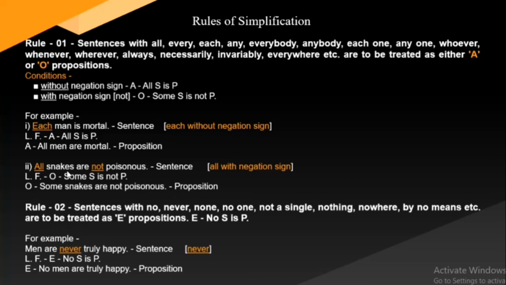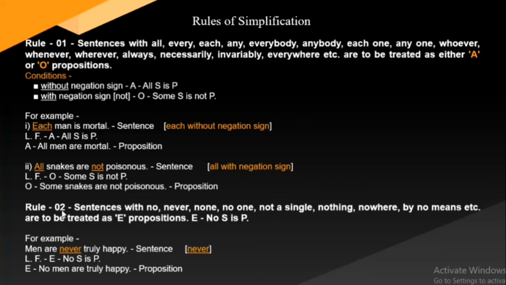All snakes are not poisonous is an ordinary English sentence. Some snakes are not poisonous is also an English sentence. However, this sentence is in the form of an O proposition, some S is not P. So, some snakes are not poisonous is a logical proposition.